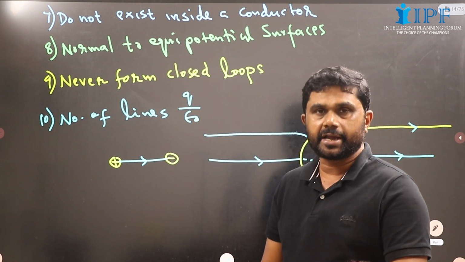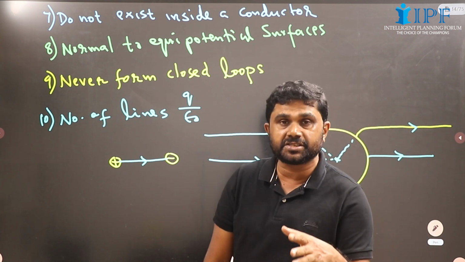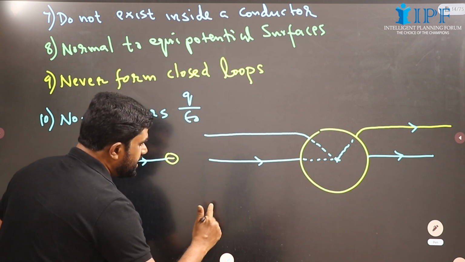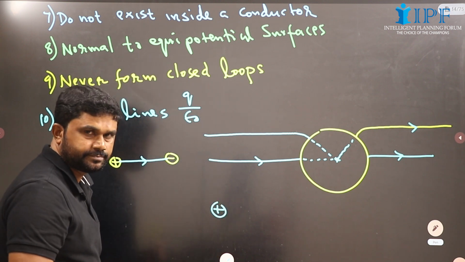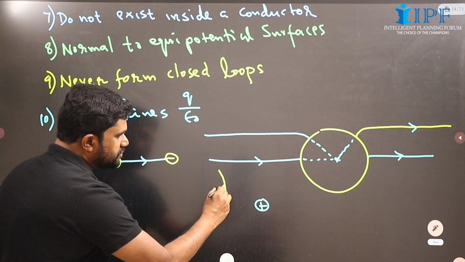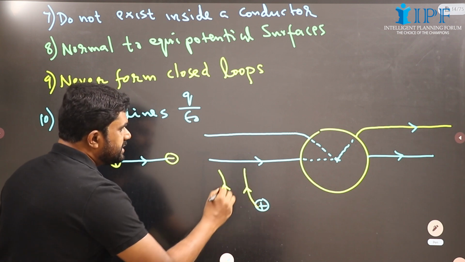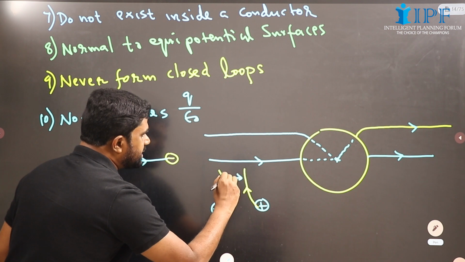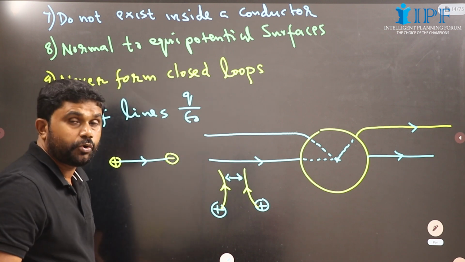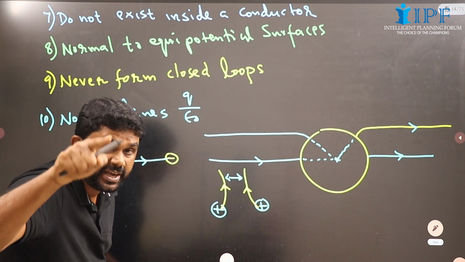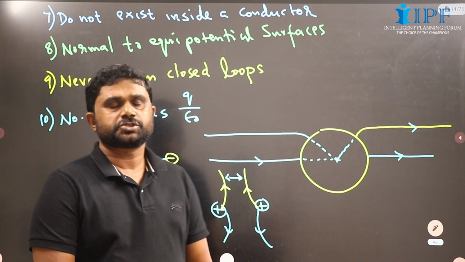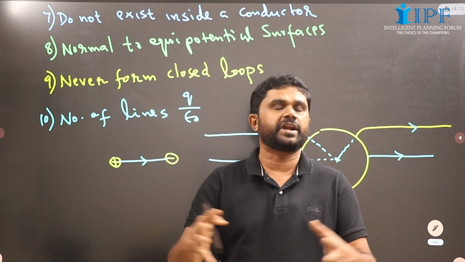At the same time, these electric lines of force have a tendency to repel laterally. What does it mean? Suppose again we have a positive charge and another positive charge here. The electric lines of force will be like this. So they tend to repel laterally, along this direction. So the electrostatic repulsion is explained by this property. Electric lines of force will be like this.